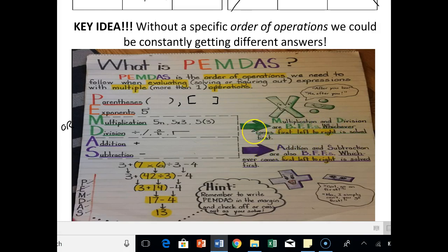So if I do a problem like 2 times 5 divided by 5, I do the multiplication first. Whereas if I say 10 divided by 2 times 4, I do the division first because it came first as I read it left to right. And then I add or subtract, again, whichever comes first, left to right. Again, they're also like BFFs. These little guys saying, you go first. No, you go first.